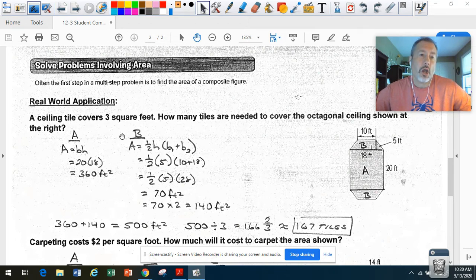Now, we want to know if one ceiling tile covers 3 square feet, how many ceiling tiles are we going to need? So that's why I take that 500 and divide it by 3. I can do this because this is in feet squared and that is in feet squared. And that gives me 166 and 2/3. So how many full tiles are we going to need? We would round that up to 167 tiles. So that's what gives us the number of tiles that we will need to put this ceiling in.